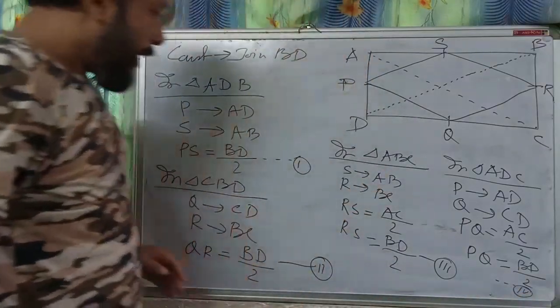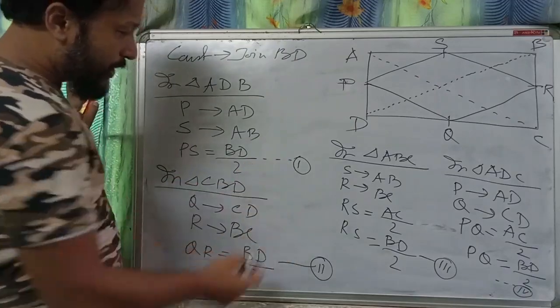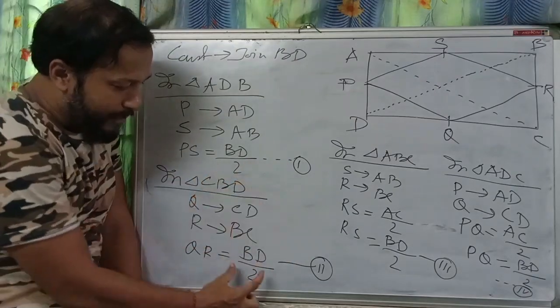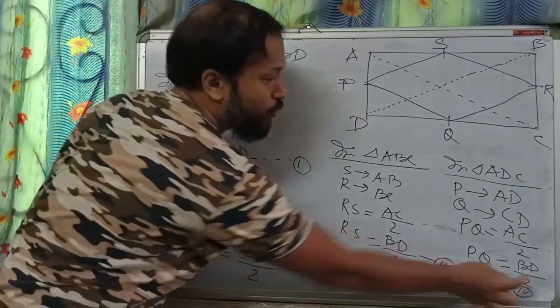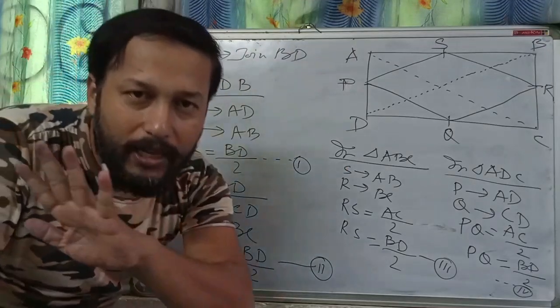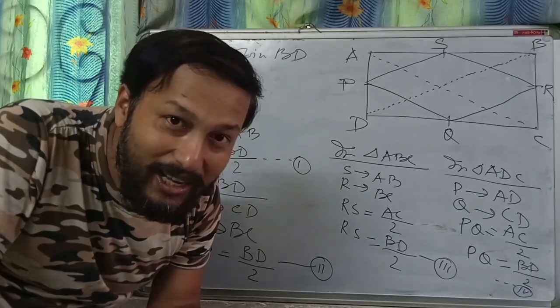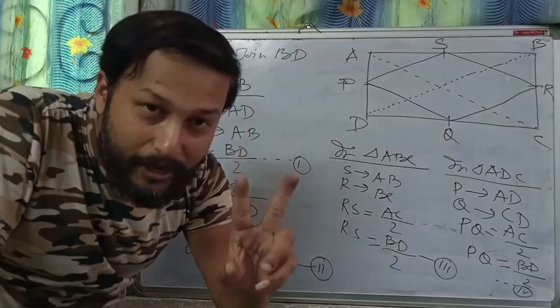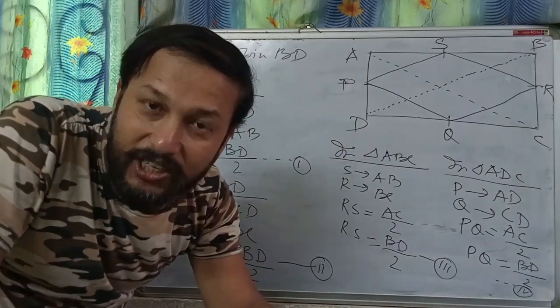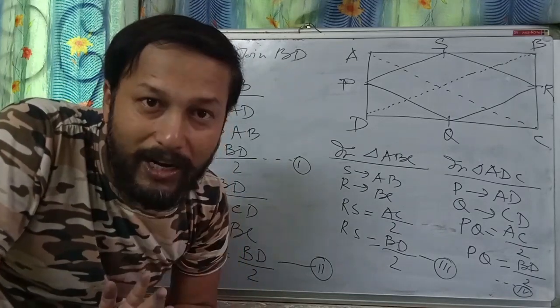Okay, equation 4. Now, from all these equations, see, the right hand side is BD by 2, BD by 2, BD by 2, BD by 2. All are BD by 2. So all the equations' right hand sides are equal. That means the left hand sides will also be equal. When two equations have equal right hand sides, their left hand sides are also equal.